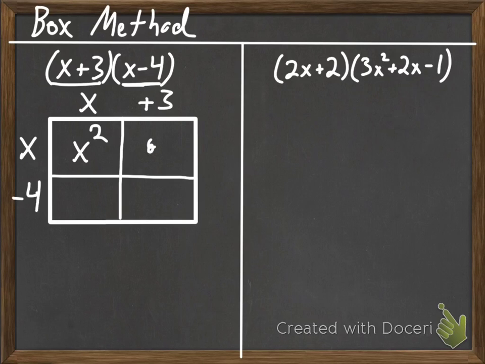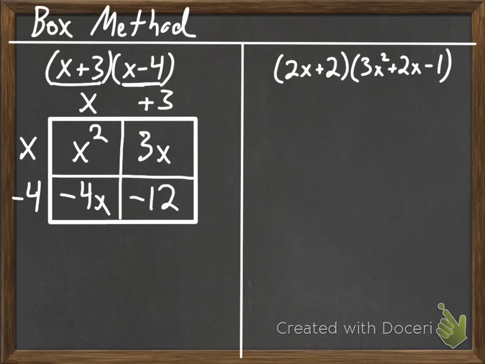This box we're going to do the x times the 3. So x times 3 is 3x. This box we're going to do x times negative 4, which is negative 4x. And this last box we're going to do negative 4 times 3, which is negative 12.